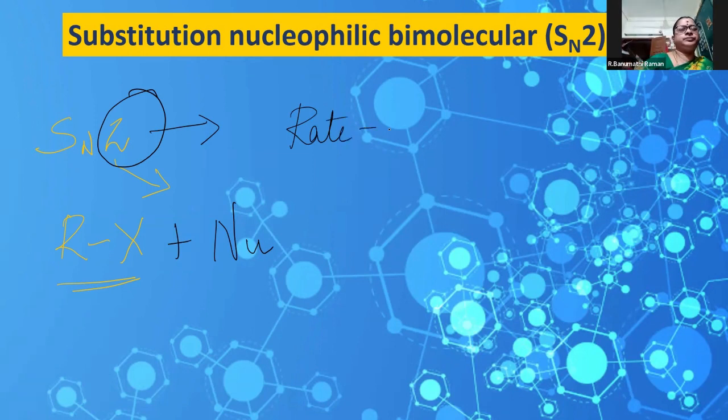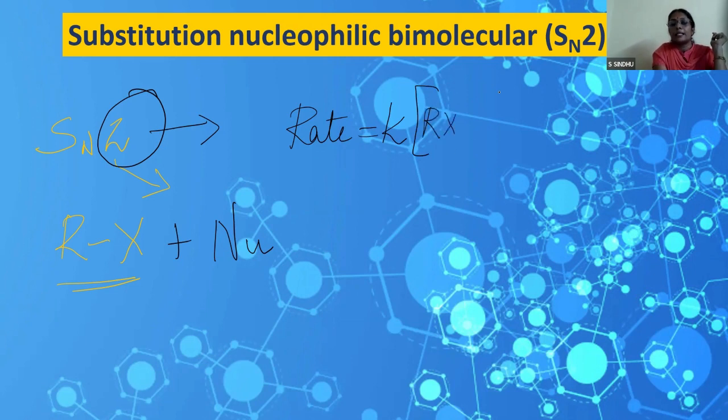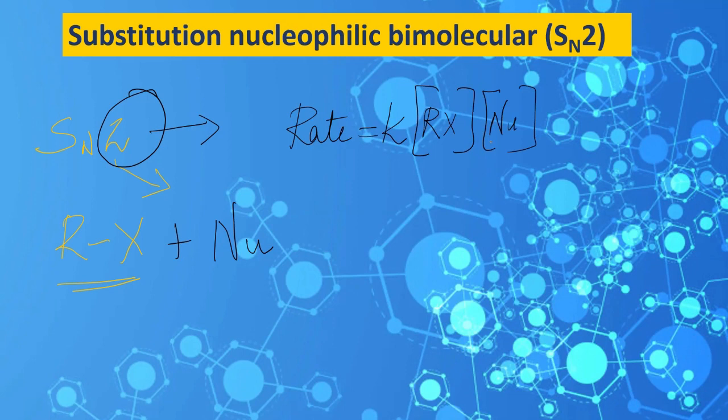So when we express the rate of reaction, rate is equal to k into the concentration of the substrate as well as the concentration of the nucleophile. That is why it is 1 and 1. So it's a second order reaction.